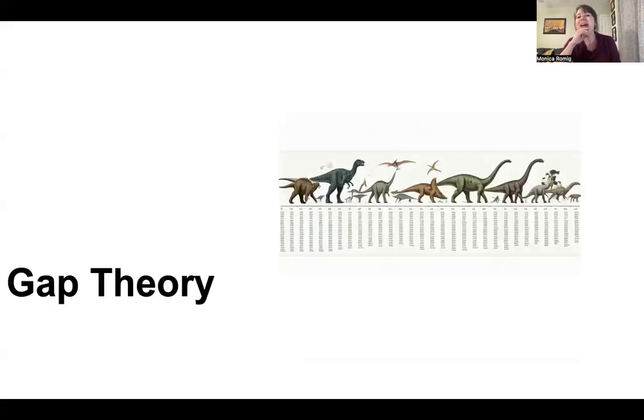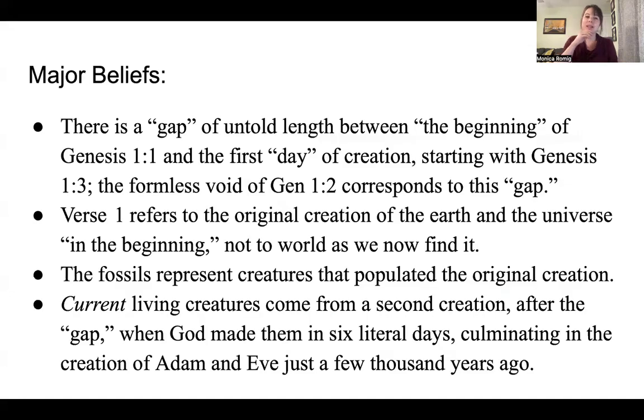Okay. Then another lesser known, but also fascinating theory on interpreting Genesis 1 is called the gap theory. So here's what they believe. They would say there is a gap of untold length, billions of years perhaps, between the beginning of Genesis 1:1 and the first day of creation, starting with Genesis 1:3. And so, like we said, the Bible talks about how in the beginning God created the heavens and the earth. Now, the earth was formless and void.